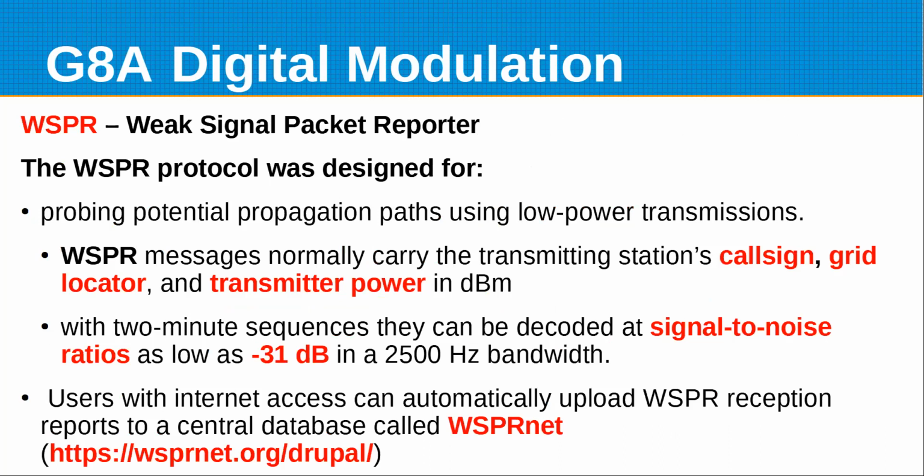WSPR, which I talked about, is the Weak Signal Propagation Reporter. It sends a call sign, a grid locator, and whatever the transmit power is in dBm. It can be decoded at signal to noise ratios of minus 31 dB. That's 1,000th of a milliwatt. It's actually slightly more than 1,000th of a milliwatt, and it's in a 2,500 Hz bandwidth.